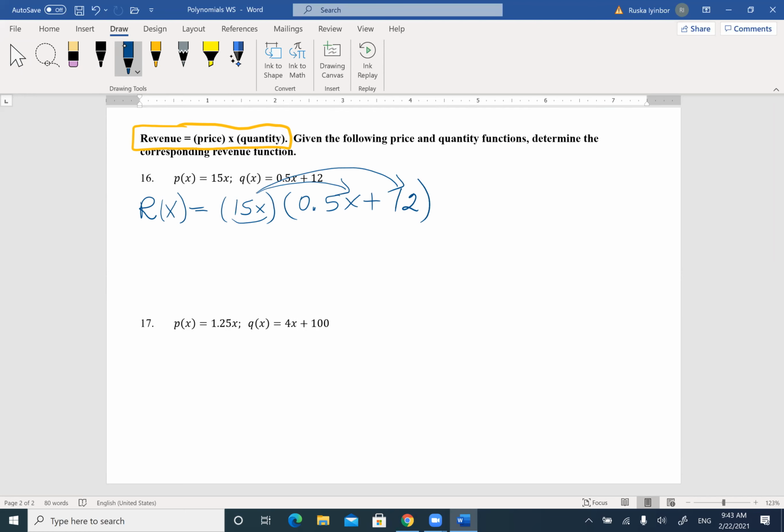See, 15x is only one term, so you just have to multiply 15x times this and 15x times 12. So what is 15x times 0.5? Just multiply 15 times 0.5, that is 7.5x squared, because when you multiply x times x, that gives me x squared. Plus, you're going to multiply 15 times 12. Use a calculator, of course, it's 180x. Okay, and that's my revenue function. You just multiply price times quantity, and the next one is the same way. Okay, so that's how you do polynomials.